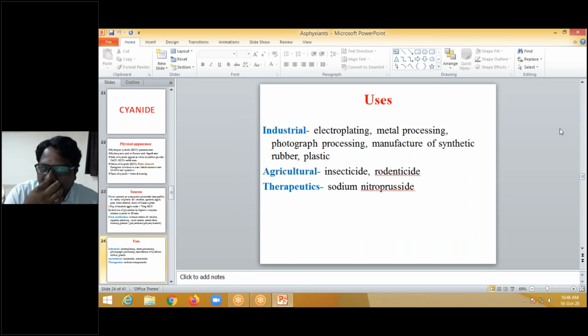And come to the uses of these cyanides. They may be used in solid, liquid, or whatever form. They are used for industrial purposes of electroplating and metal processing, photograph processing, and manufacture of synthetic rubber and plastic. Next, agricultural uses: they may be used in the manufacture of insecticides and rodenticides. And in therapeutics, sodium nitrate is useful.